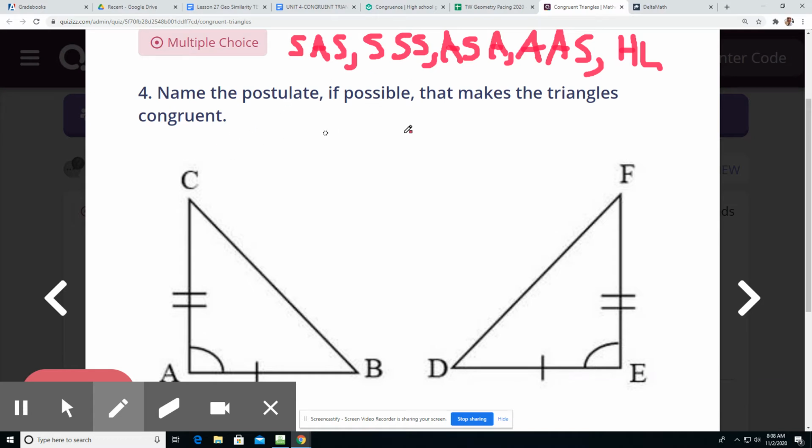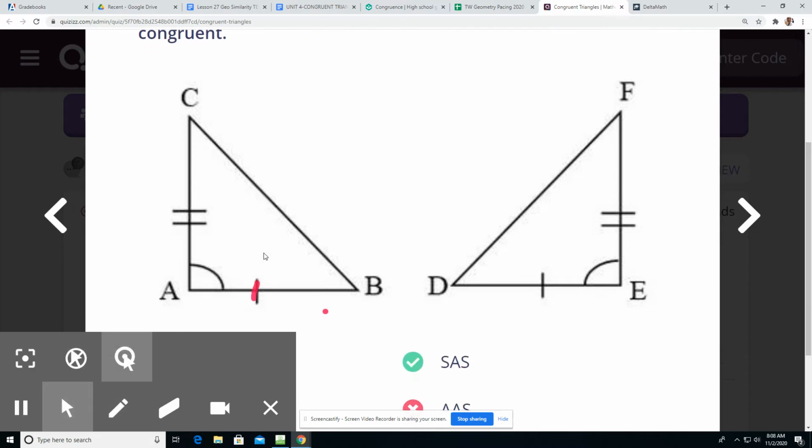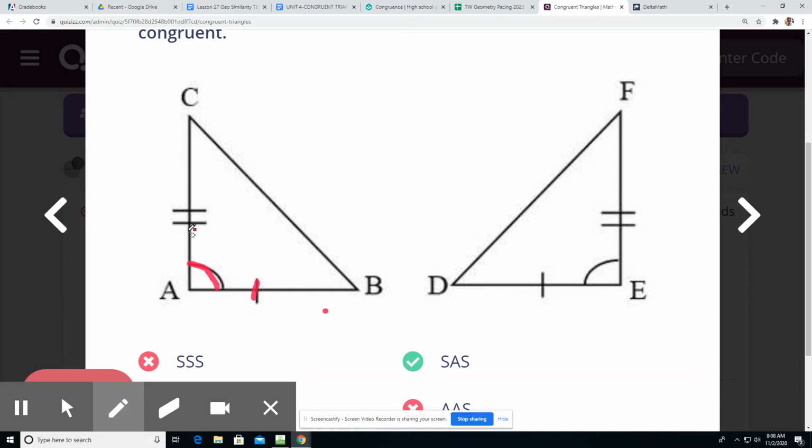So which one of these applies to this situation? Well, they're giving us a side, an angle, and a side. So one tick. Oh, it won't let me go back to it. One tick. There we go. One tick. 1 dash, 2 ticks. All right, so that would be a side.